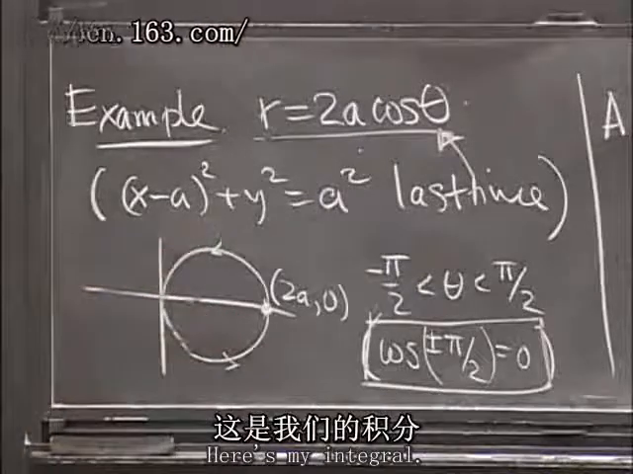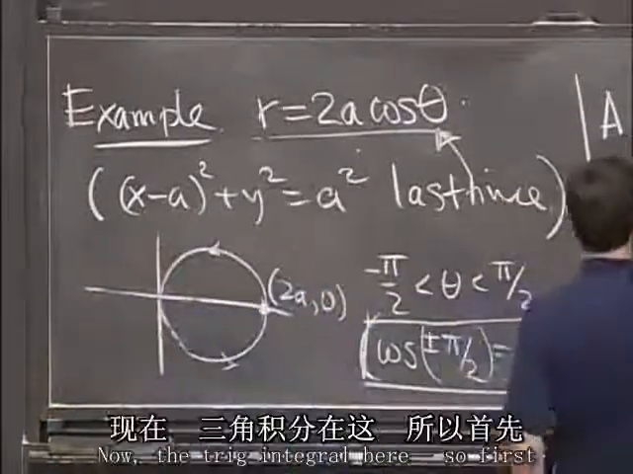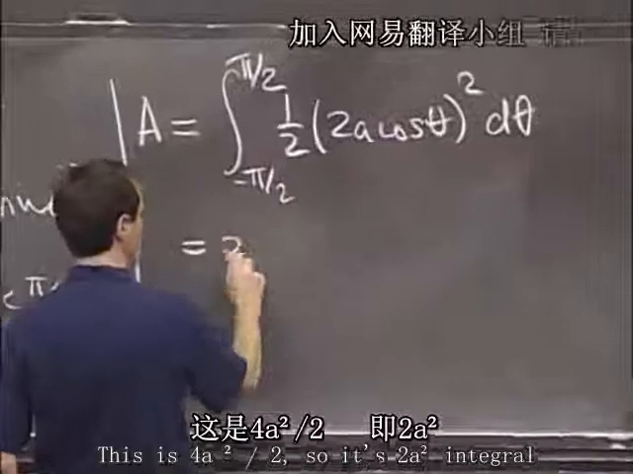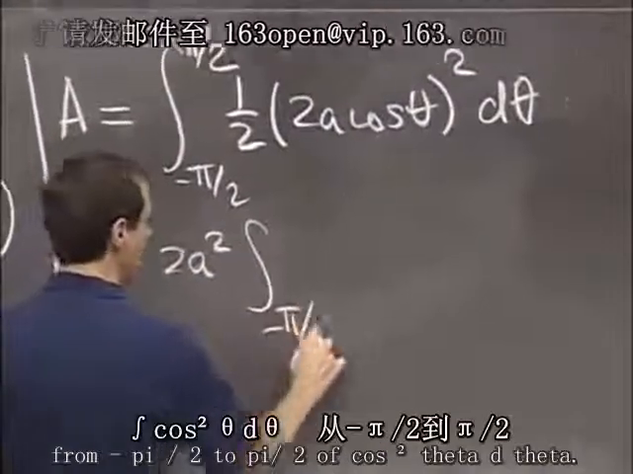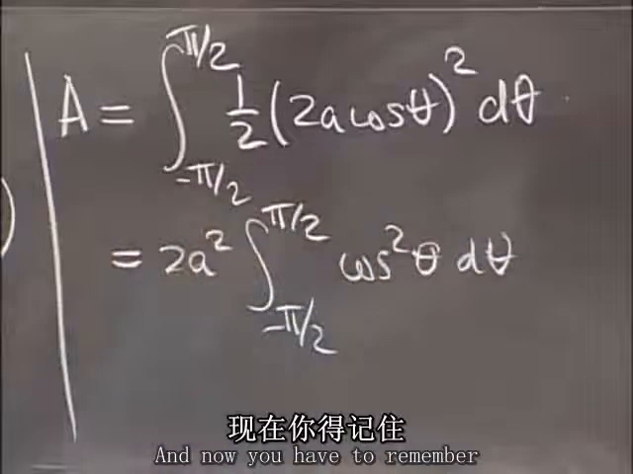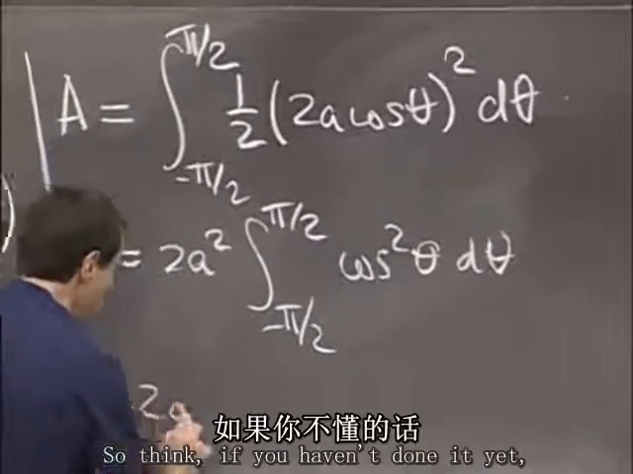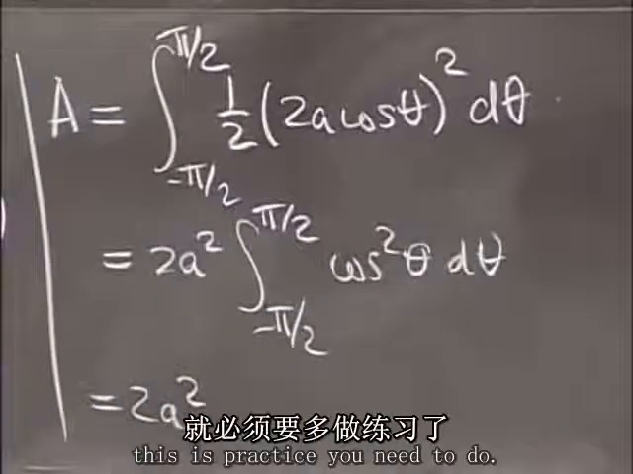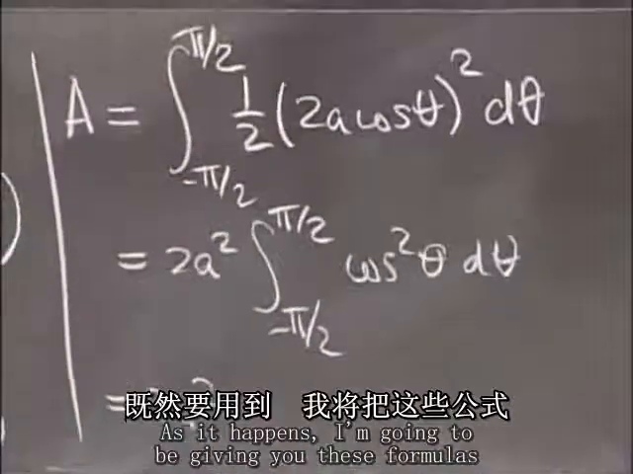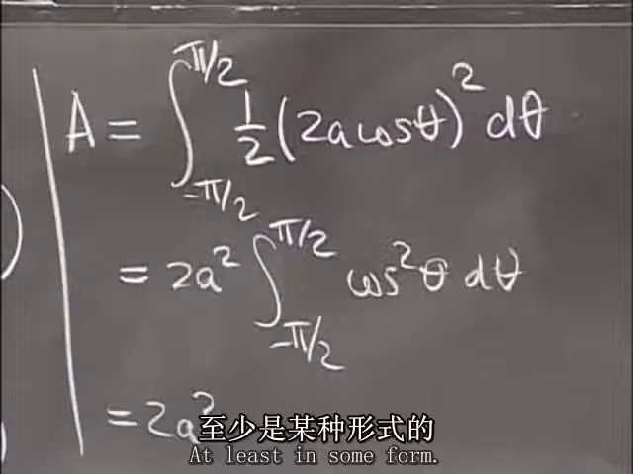Here's my integral. And now we're faced with a trig integral, which we have to remember how to do. First let me factor out the constants. This is 4a squared divided by 2, so it's 2a squared, integral from minus pi over 2 to pi over 2 of cosine squared theta d theta. And now you have to remember what you're supposed to do at this point. If you haven't done it yet, this is practice you need to do. This trig integral is handled by a double angle formula. I'm going to be giving you these formulas on the review sheet.